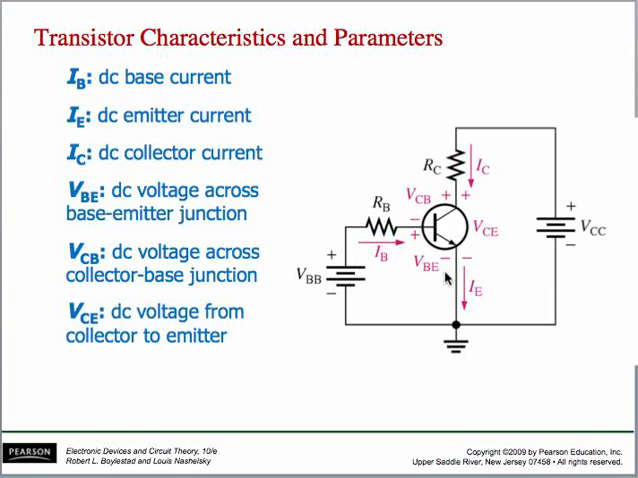Another terminology you should be familiarized with is the voltage across the terminals. So VBE is the voltage across the base and the emitter terminal of the transistor. VCB is the voltage across the collector and the base terminal of the transistor. VCE is the voltage across the collector and the emitter of the transistor.